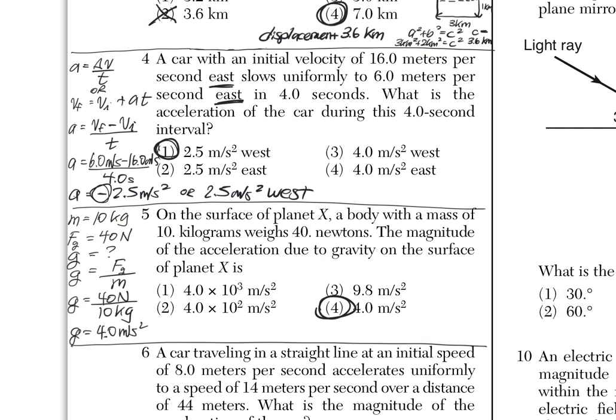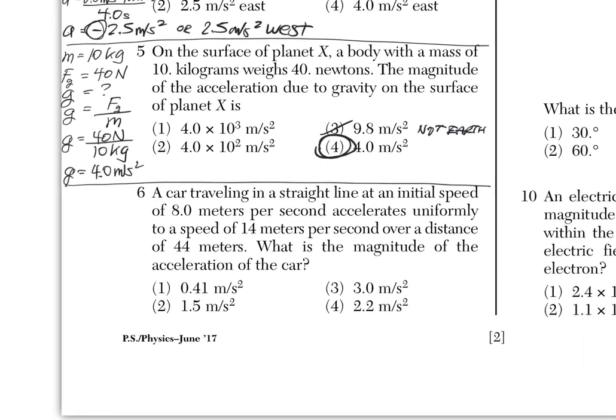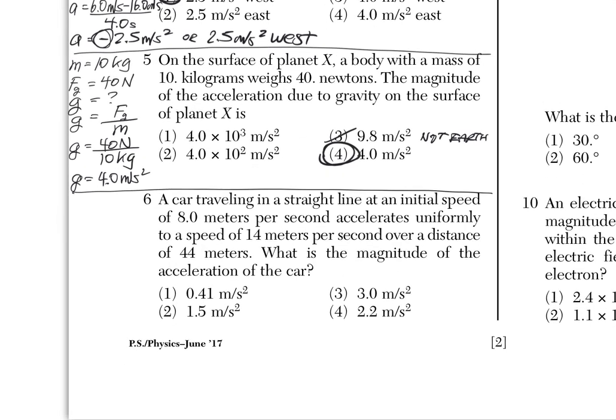It's not 9.8, by the way, because we're on planet X, not Earth. So it's not choice 3. Also, it's not the weight. Choice 2 would be if you did 40 times... no, we have the weight. It's 40 newtons. So I don't know how you get 400 or 4,000. But yeah, it's 4 meters per second squared.